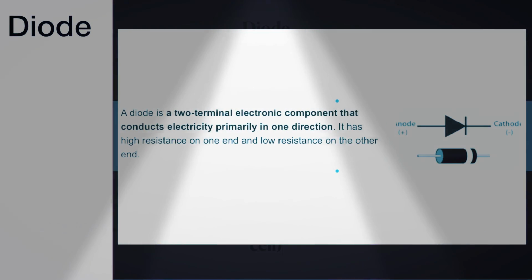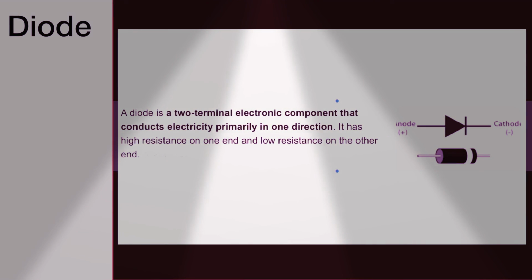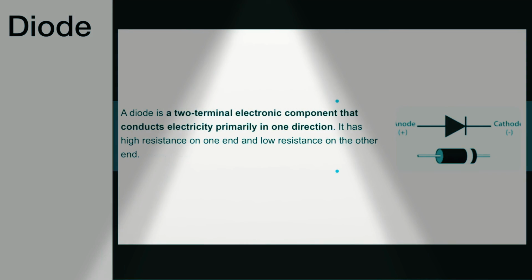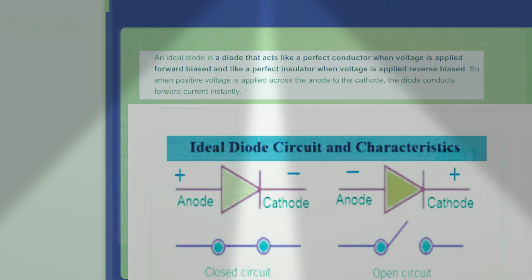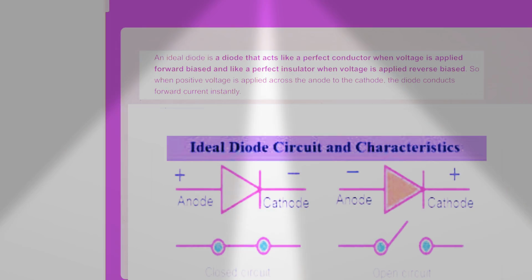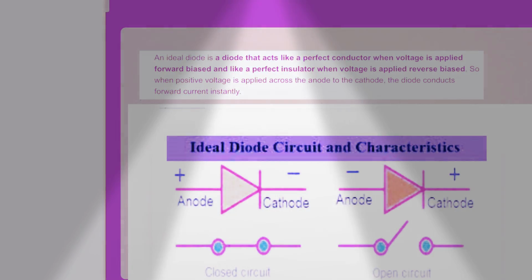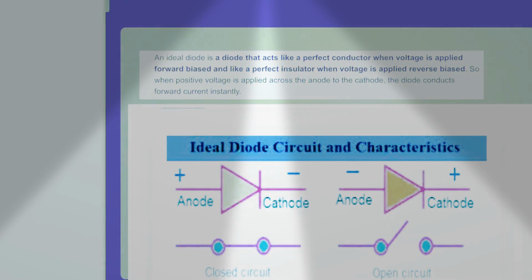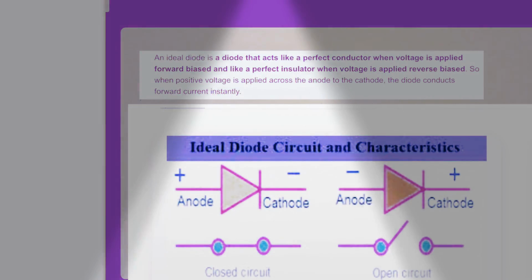So talking about diode, what is diode? Diode is a two-terminal electronic component that conducts electricity primarily in one direction, and it has high resistance on one end and low resistance on the other end. So what is an ideal diode? Ideal diode is a diode that acts like a perfect conductor when voltage is applied forward bias, and it acts like a perfect insulator when voltage is applied reverse biased.